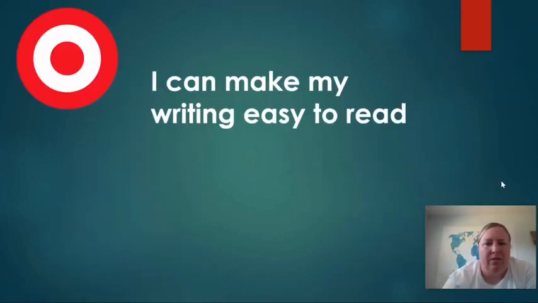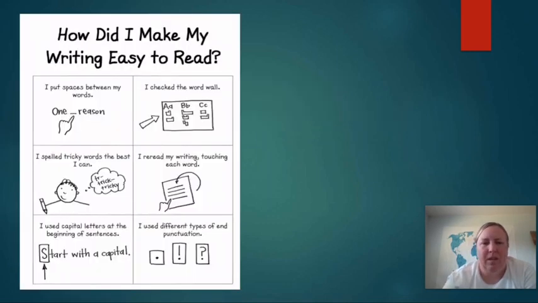The target today is really thinking about how you can make your writing easy to read for the person that is going to be reading it. That goes along with editing and all the things we do to make our writing have the words spelled right and complete sentences. But there's a little bit more to it as well, something we can really be thinking about and working on. This table shows us some of the things we can think about as we get ready to publish our writing.